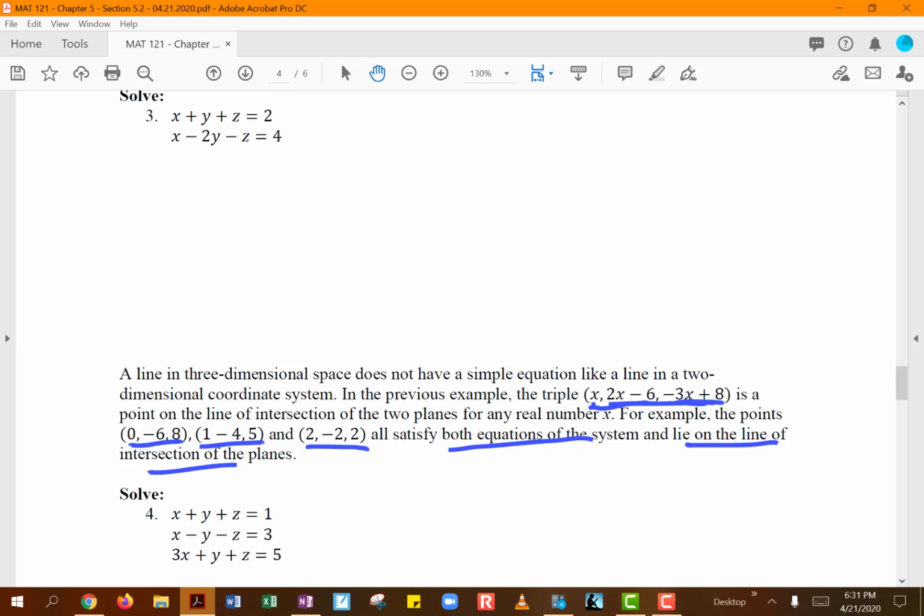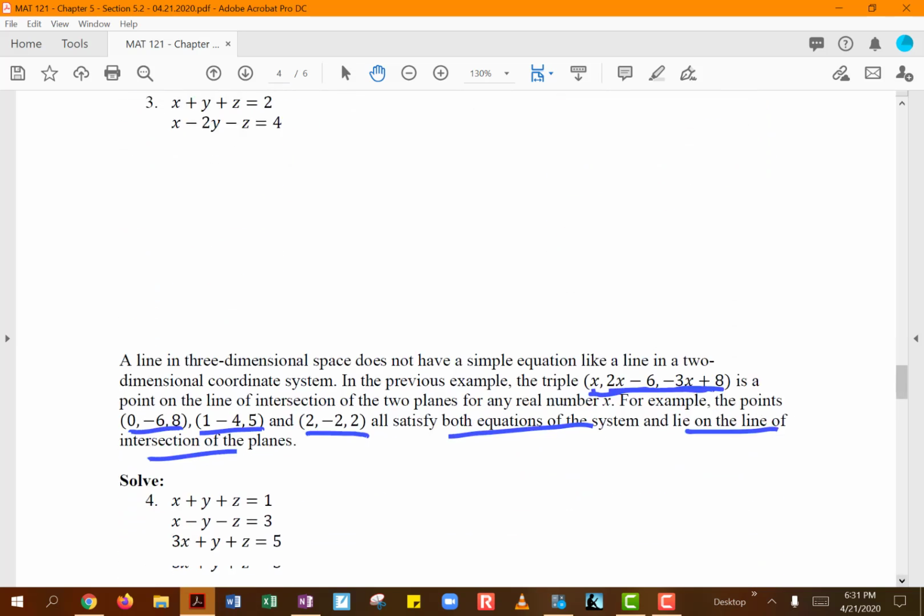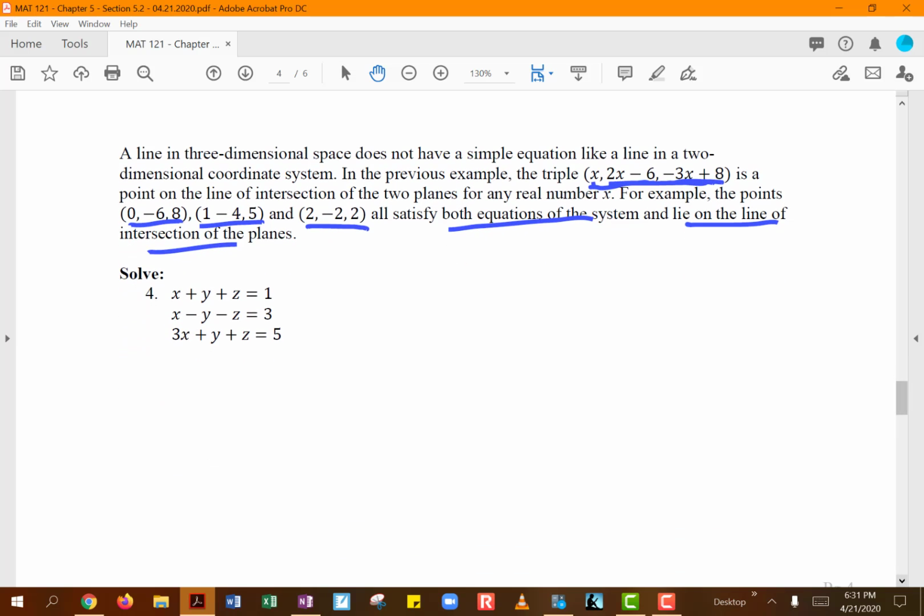Okay. Now the next example we want to look at is for something like this over here, where you have 3 planes that are intersecting at one single line. So what happens when 3 planes intersect at one line? What would that solution look like? So that's example number 4. So let's go ahead and take a look at that.